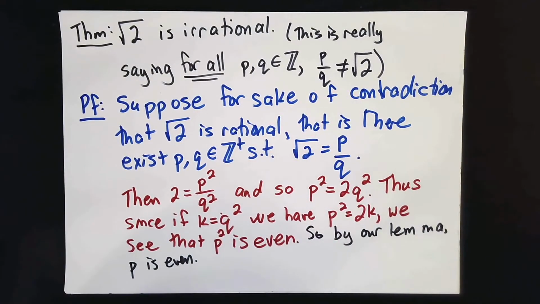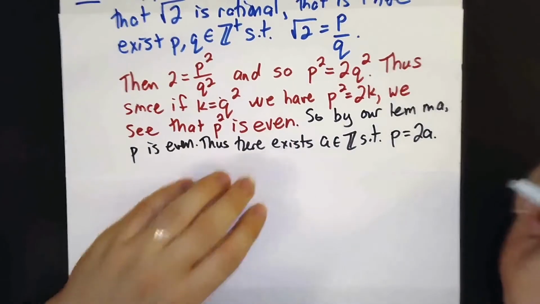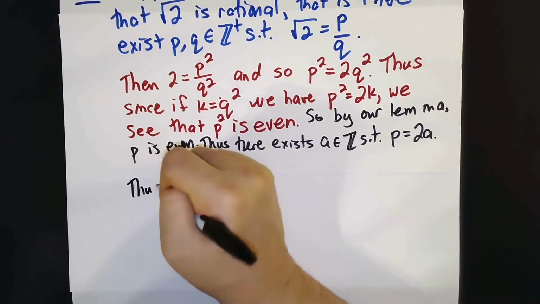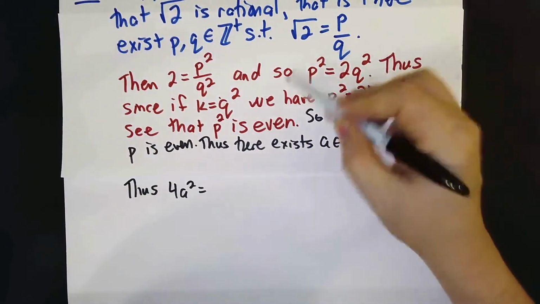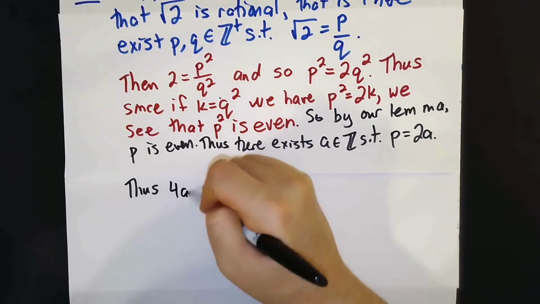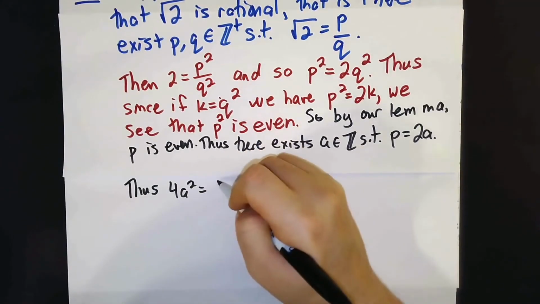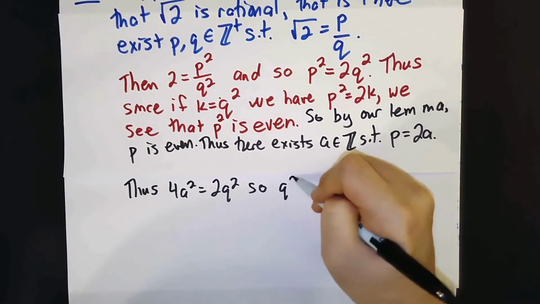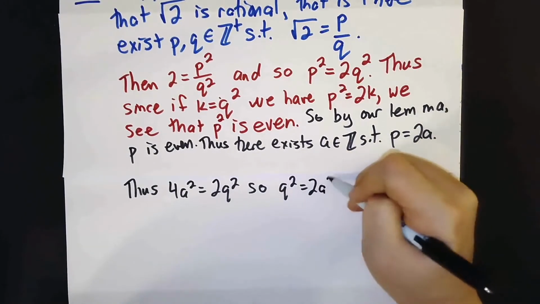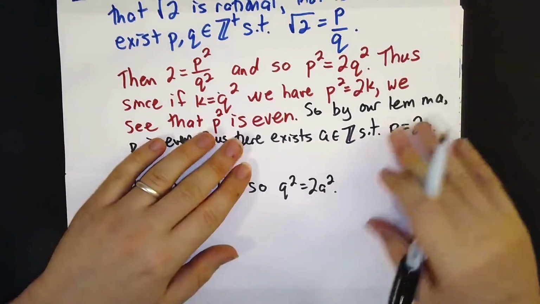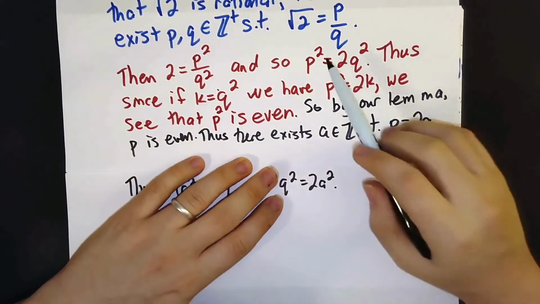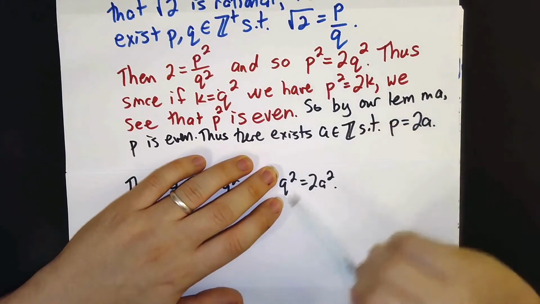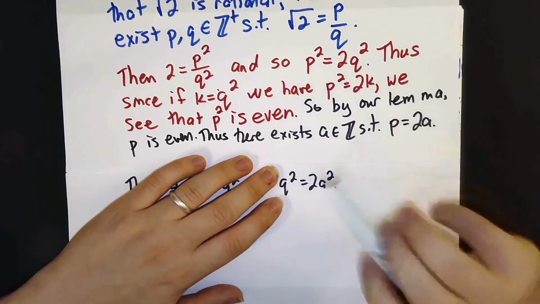And what does that mean? That means that there's some letter, let's call it a, such that p is 2 times a. And now I can plug that in to this equation, and that will give me that thus 4a squared equals 2q squared. And in particular, that will give me q squared is equal to 2a squared. And this maybe looks slightly familiar, because this is basically exactly the place we were a second ago. Except now, instead of p and q, I have q and a.